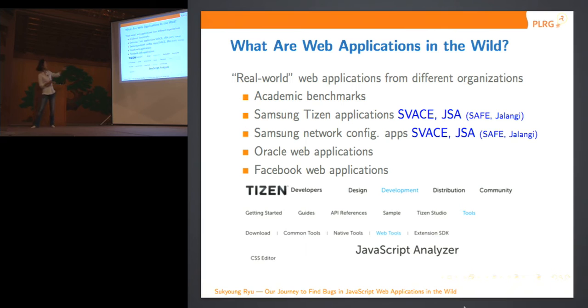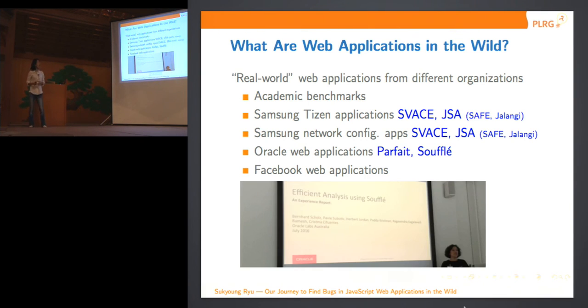So Samsung has Sybase, and JSA is a JavaScript analyzer that contains some variant of our tool SAFE and Jalangi. And our tool is now officially integrated in this Tizen platform. Oracle has Parfait and Souffle, and Christina Cifuentes is giving talks in many places telling what she had to go through from delivering these cool research achievements to the product team inside Oracle. So she has been giving the talks here and there.